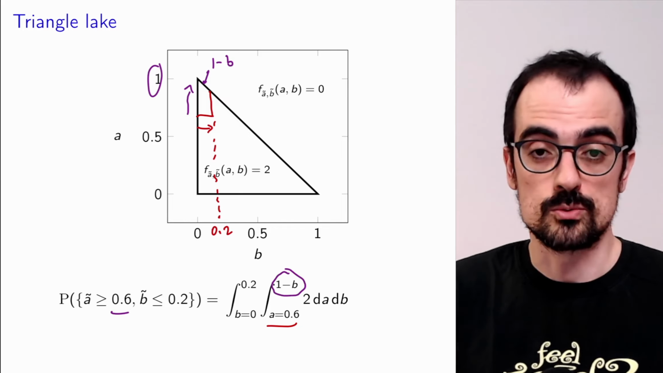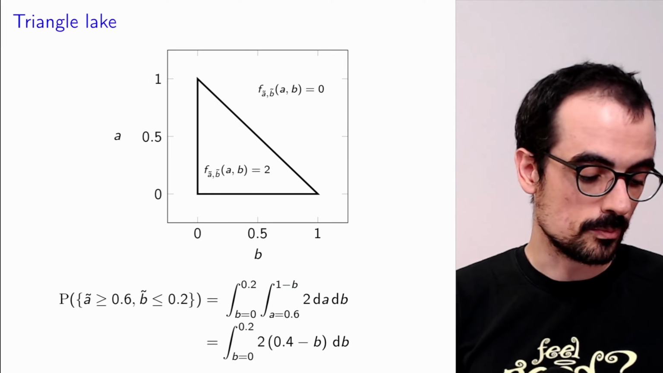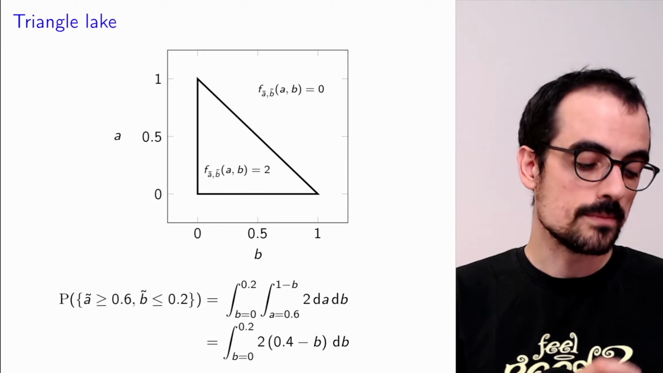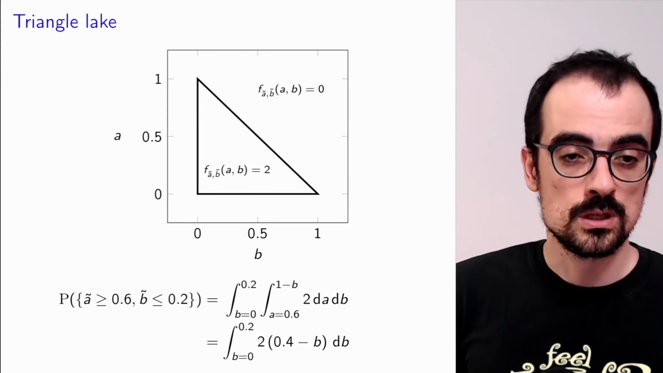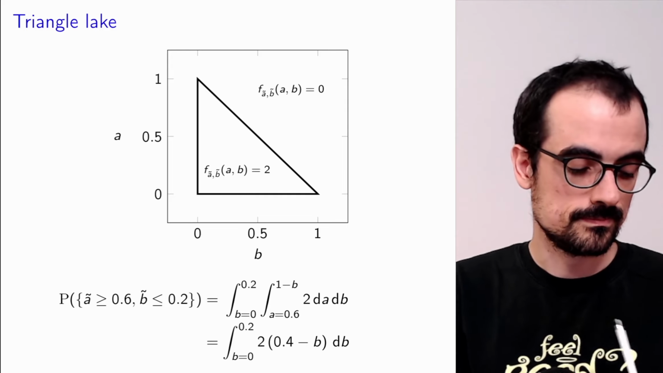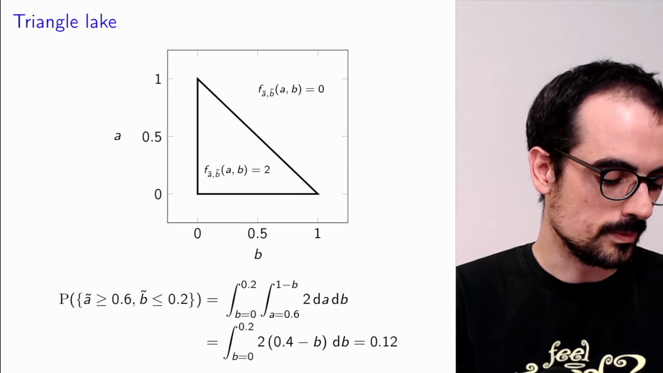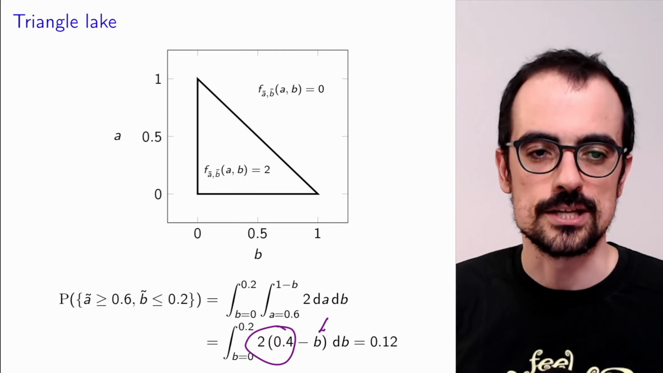So first we integrate with respect to a. We get 1 minus b minus 0.6, so that's 0.4 minus b. We multiply by 2, of course, and now we have to integrate from 0 to 0.2. So, you know, this is just going to be 0.4 times b, and then here this is going to be b squared over 2. You plug in the values and you get 0.12.